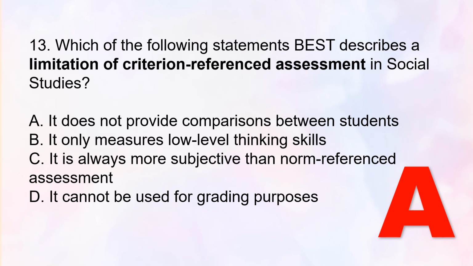Let's discuss the incorrect answers for letter B. It can assess both low and high order thinking skills. Letter C is incorrect because subjectivity depends on assessment format, not the method itself. And for letter D, criterion reference can be used for grading. So only letter A is the best answer.